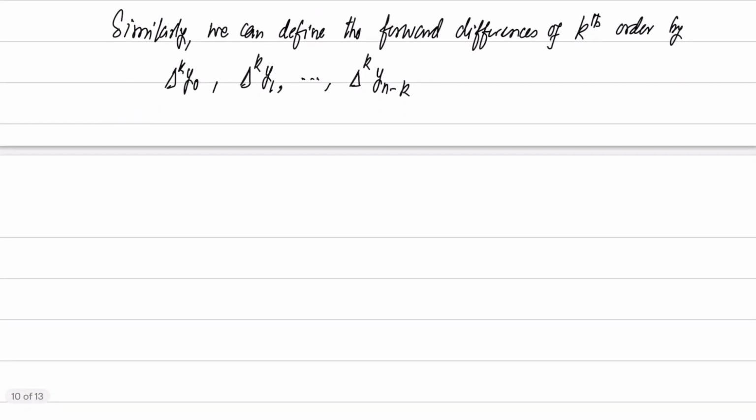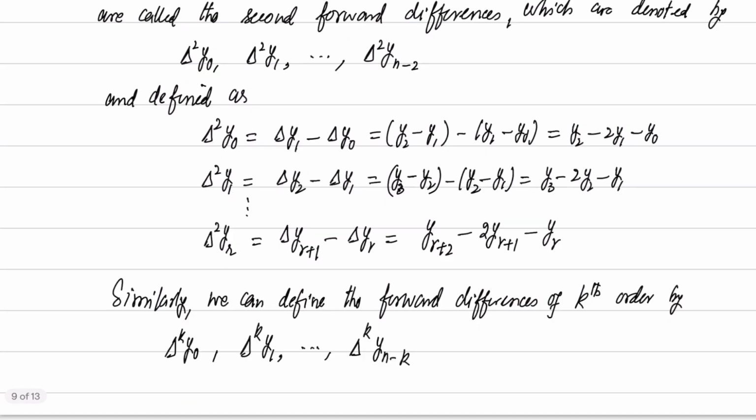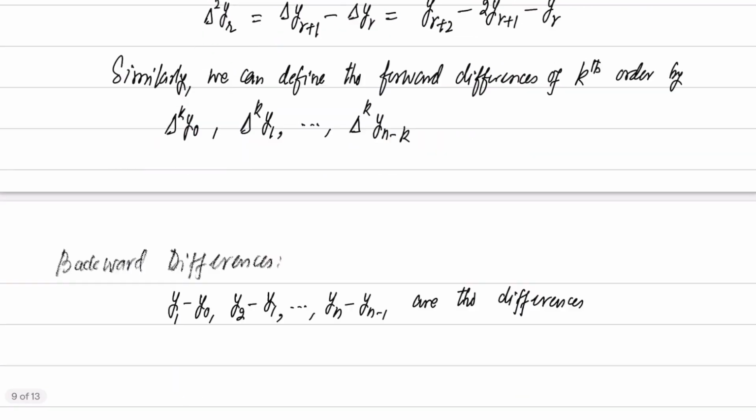Now in a similar way, we can define the backward differences. Now let's proceed to define backward differences. Okay, now we again have the same set of values. So we have already defined the differences, y1 minus y naught, then y2 minus y1, then up to yn minus 1. So they are the same differences that were defined here, y1 minus y naught, y2 minus y1, and so on.